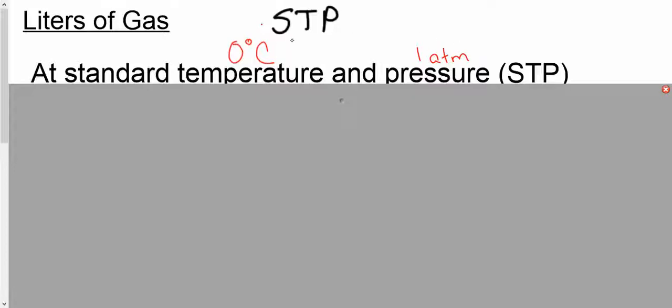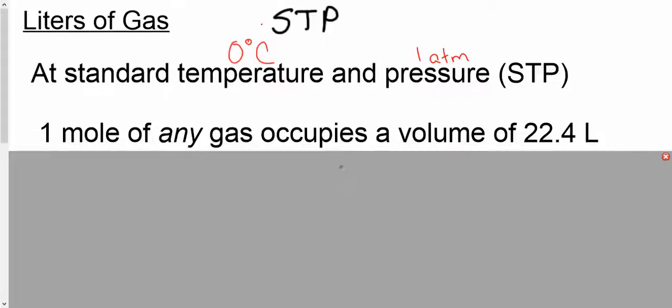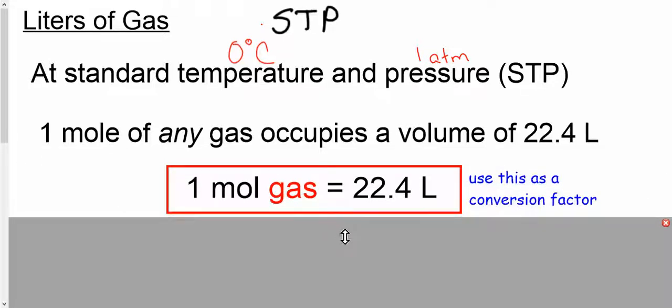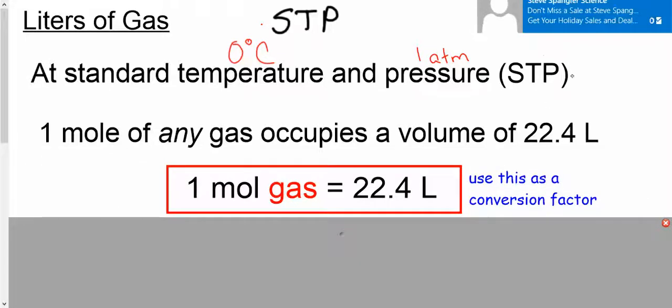Any gas at STP has a volume of 22.4 liters. 1 mole of any gas has a volume of 22.4 liters. It doesn't matter what the gas is. If it is at 0 degrees and 1 atmosphere of pressure, then it will take up a volume of 22.4 liters. Because you know this, you can use this as a conversion factor as long as we're at STP. And for now, all of our problems will be at STP. We'll use this just like we used 1 mole is equal to 6.02 times 10 to the 23rd.